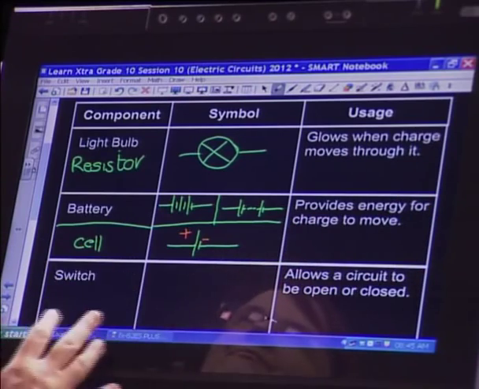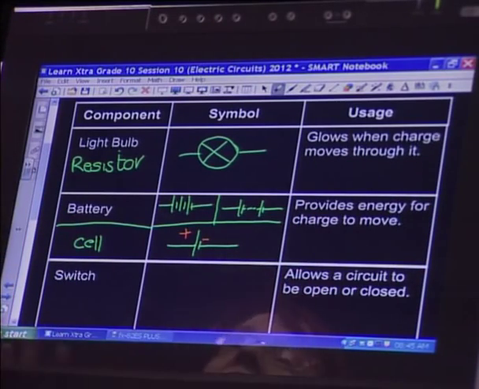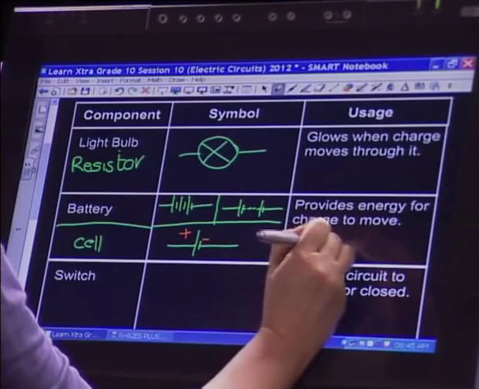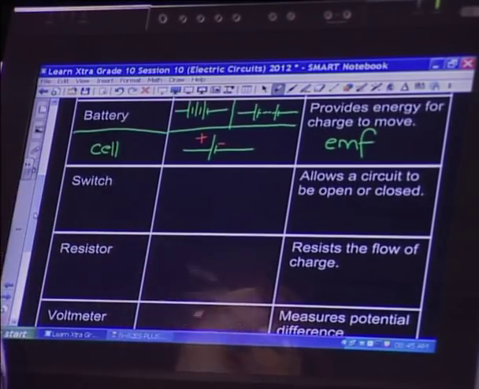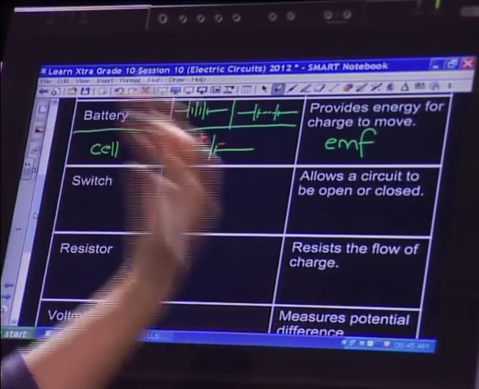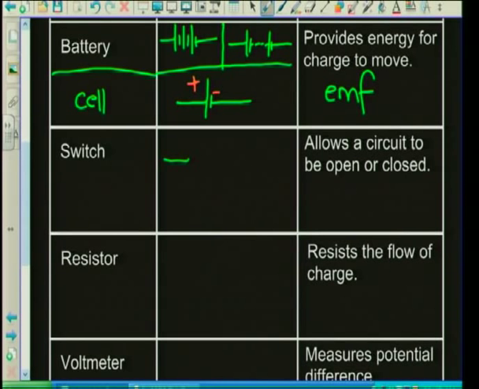What is its function? To provide energy. We've just discussed that. It gives me the EMF. Our battery has EMF, okay? Gives us EMF. Then we get to our switch. Now a switch opens or closes a circuit. So there's obviously two ways we can draw a switch. First way, if we draw an open switch, it's open. That makes sense.